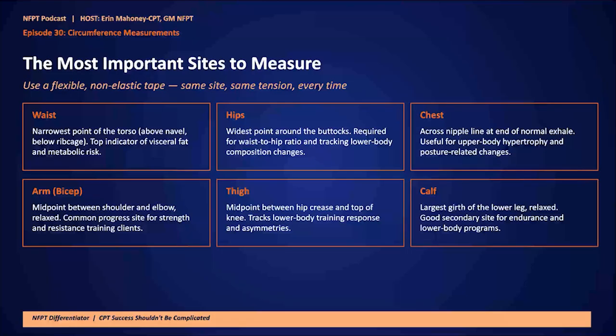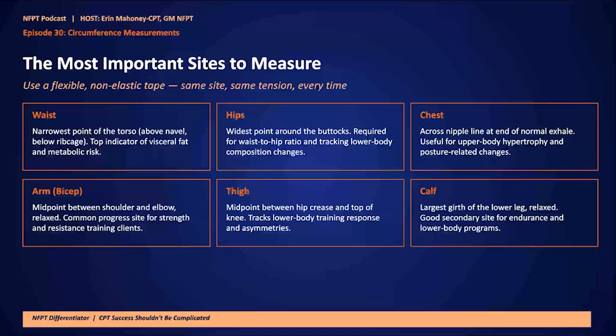You're also going to be assessing the hips. So for this one, you're going to have your client stand with their feet together, and you're going to take the widest part around the buttocks. And this is a measurement that's required for waist to hip ratio measurement, which is a great measurement that we're going to talk about here shortly. And it's also helpful for tracking lower body composition changes.